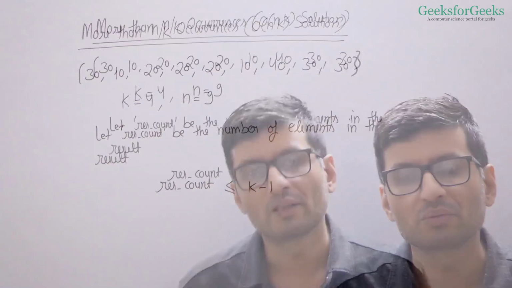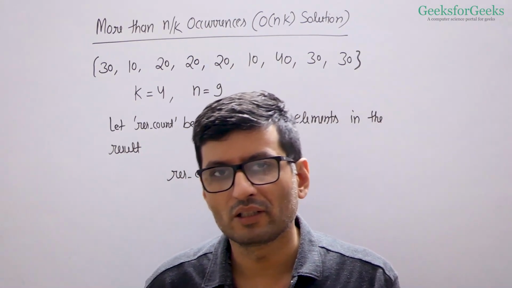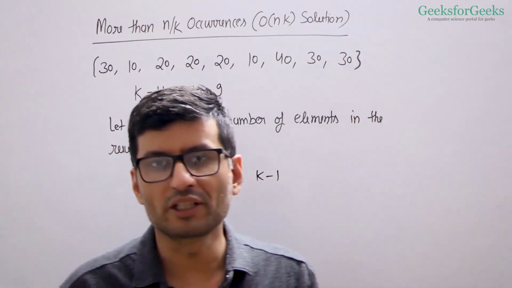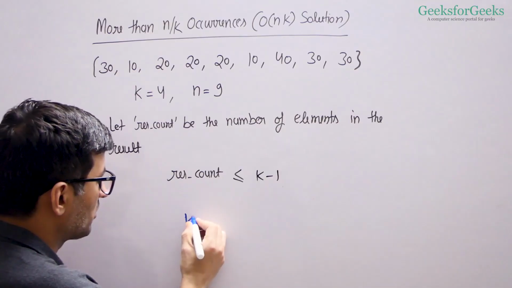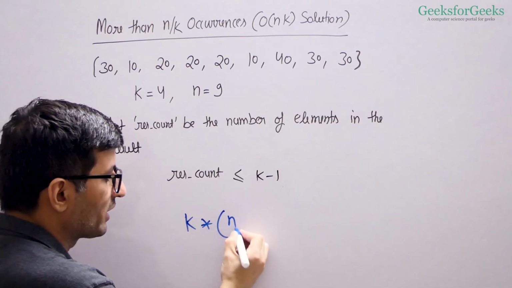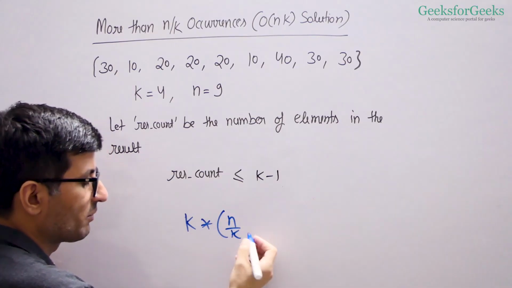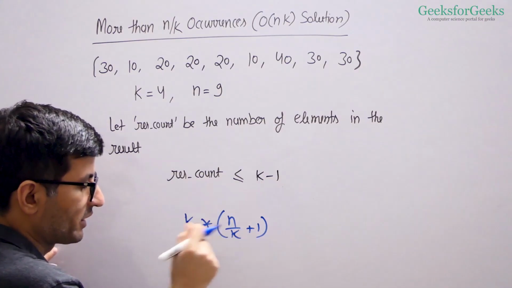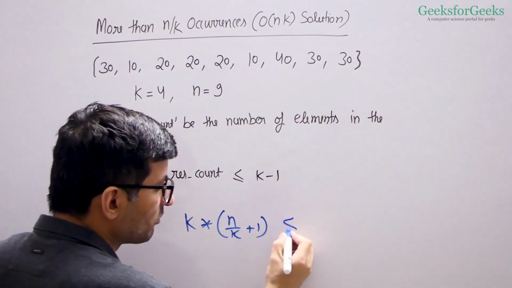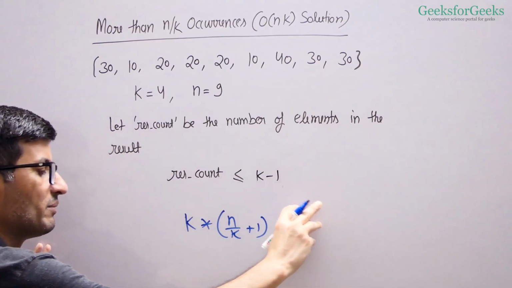And how is it true? Let us see this with a counter example. Let's say we have k elements in output. K is more than k minus 1, right? So every element should have more than n by k occurrences. So I'm just adding 1 to indicate it's more than n by k. So this should be smaller than or equal to n, the total number of elements, right?